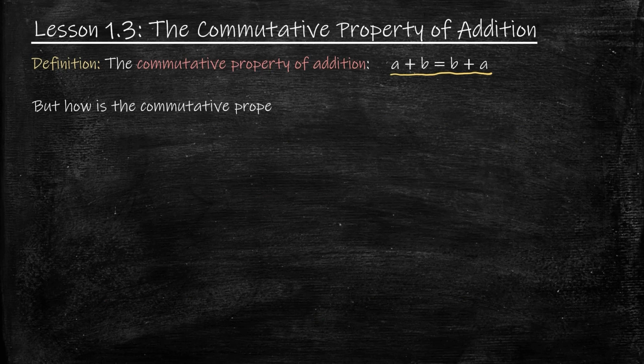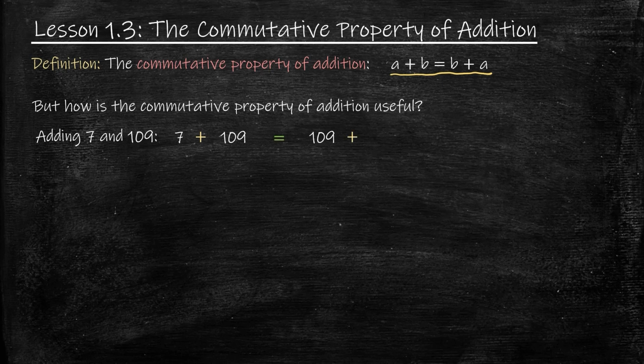But how is the commutative property of addition useful? You might not realize it, but you probably already used the commutative property when adding two numbers. For example, when adding the numbers 7 and 109, instead of starting with a smaller number of 7 and then adding 109 to it, you probably naturally begin with a larger number of 109 and add 7 to it. This likely happens without you even thinking about it.